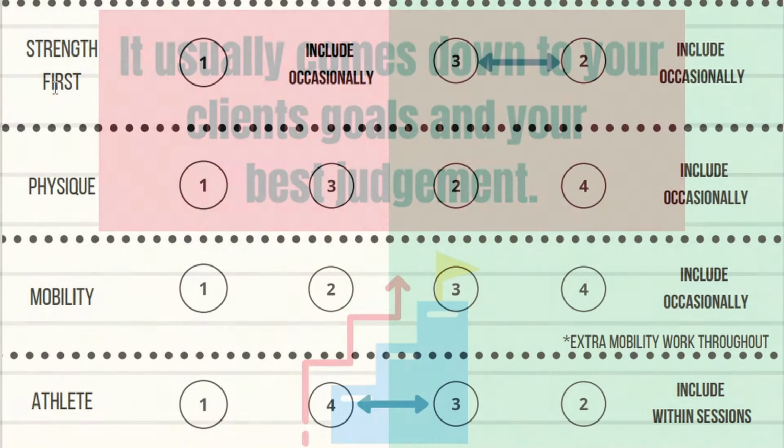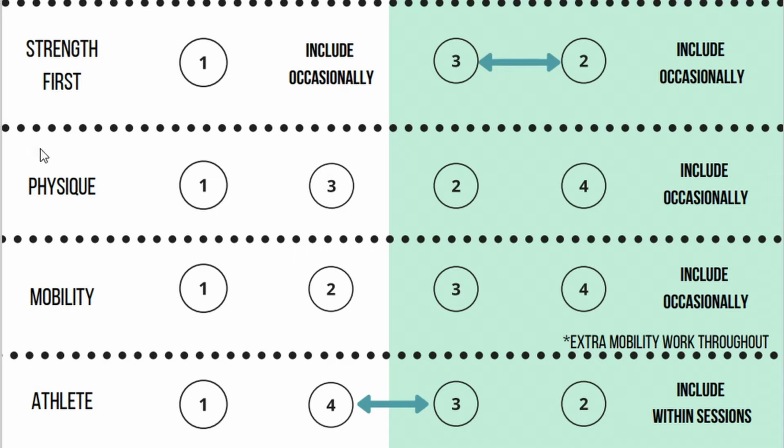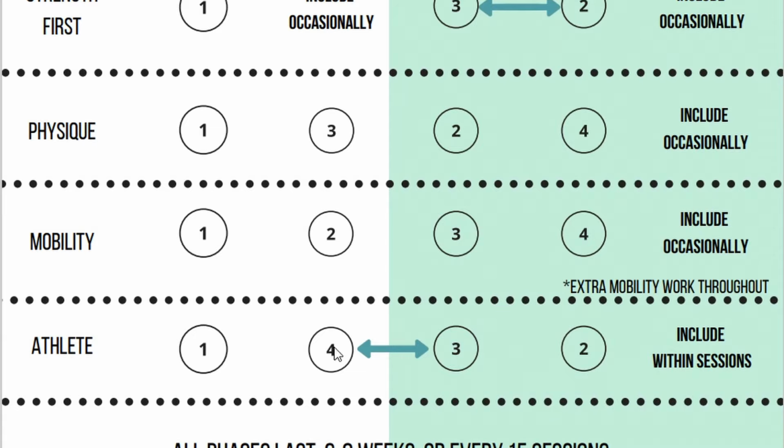And each of these other tracks follows a similar pattern. They're all pretty easy to figure out. If I were focused on getting muscle mass, I would go in this track right here, physique. If I was focused mainly on flexibility or mobility, I would go in this mobility track right here. And if I were a student athlete, I would go in this one right here.